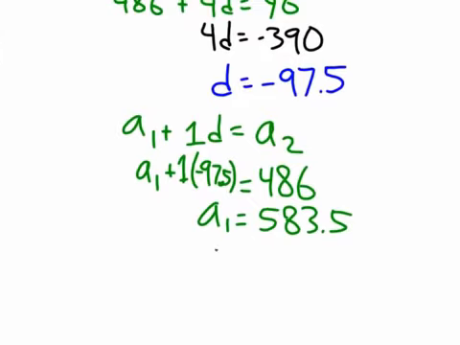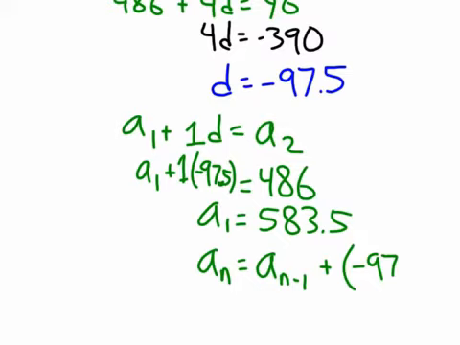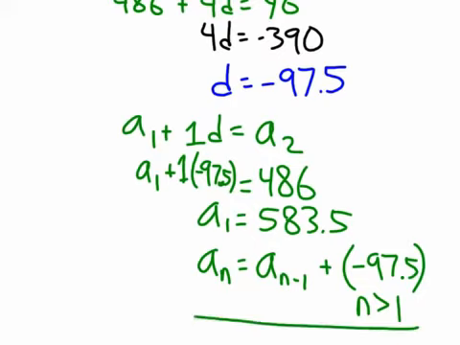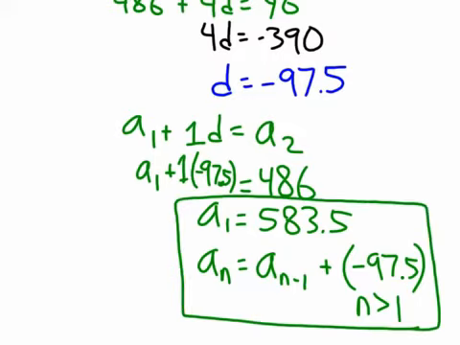And for every term after that, a sub n equals the previous term, a sub n minus 1, and this should feel familiar from the last video, plus the common difference, negative 97.5. You, of course, could just write a sub n minus 1 minus 97.5 if you prefer. That equation is part 2 of our recursive rule, and remember to write part 3, the condition that n must be greater than 1. Those 3 parts of the recursive rule should all feel familiar from the last video. I'll put a box around that. That is our recursive rule for the arithmetic case.